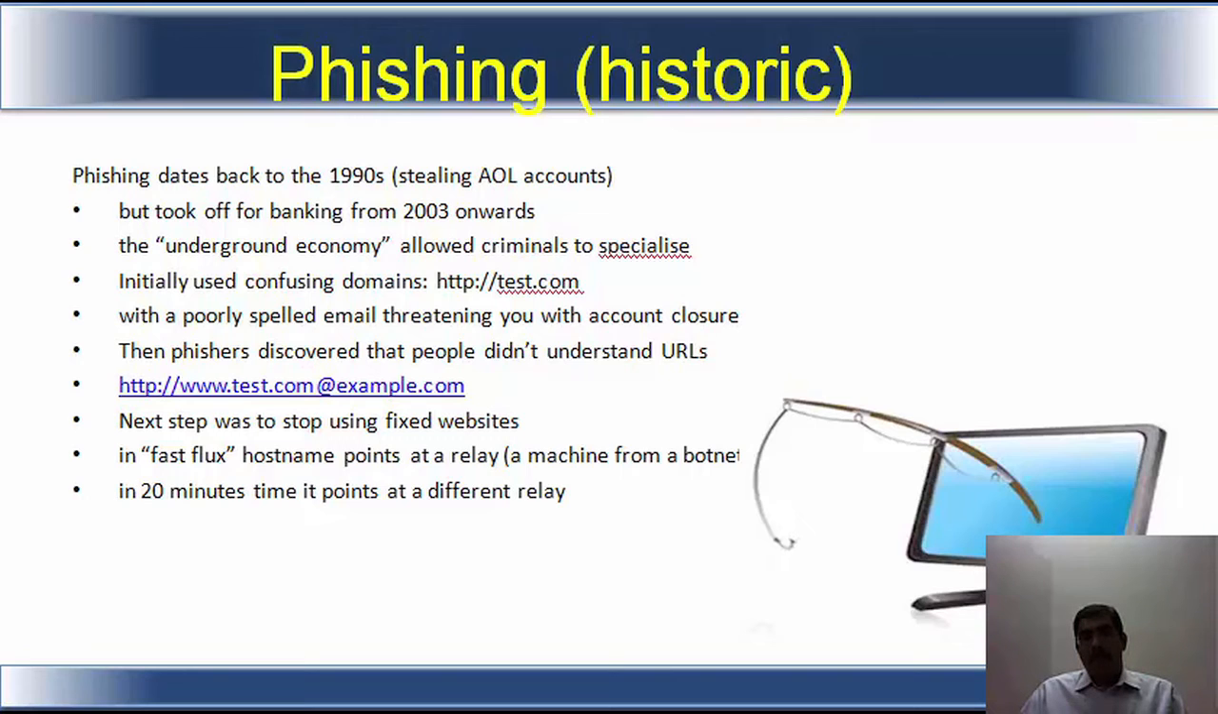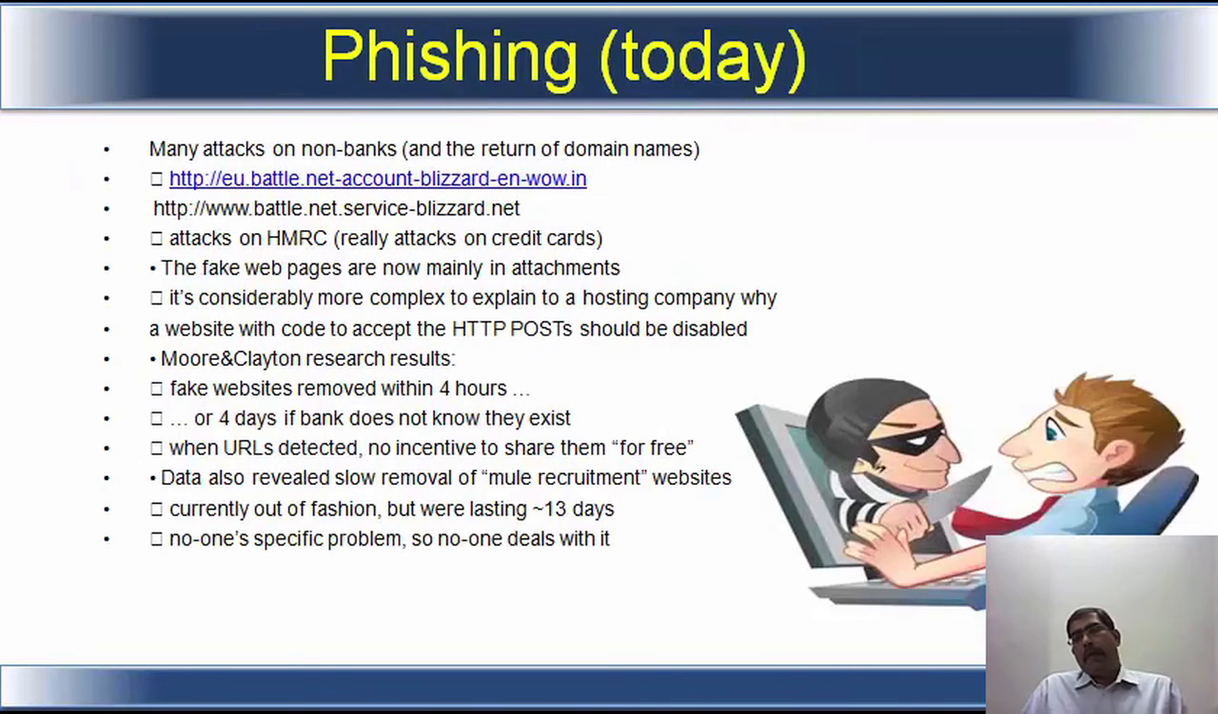Then, if you go on, the phishers discovered that the people didn't understand URLs. For example, http www.test.com at example.com. So then the next step for them was to stop using fixed websites. In fast flux, a hostname points to a relay, a machine from the botnet. In 20 minutes, it points to a different relay. So it is not a static site. It's a dynamically changing site every 20 minutes. So it becomes difficult to identify.